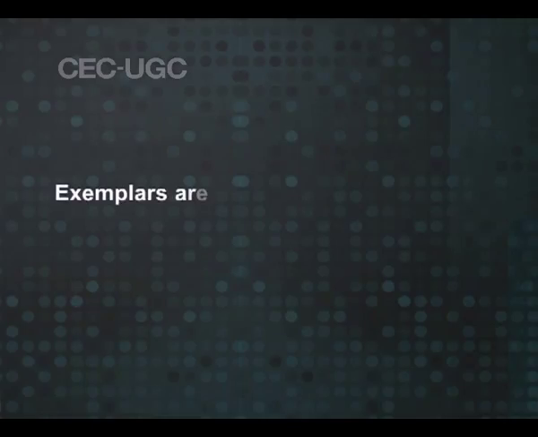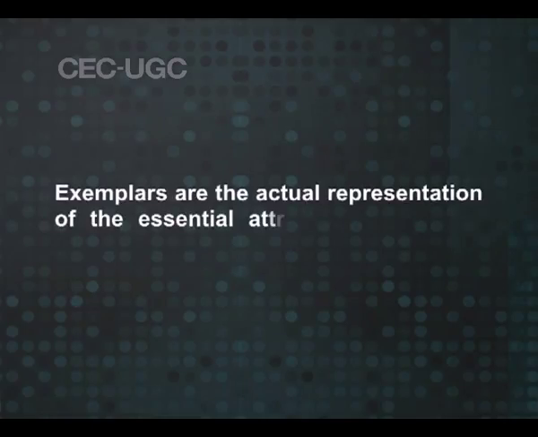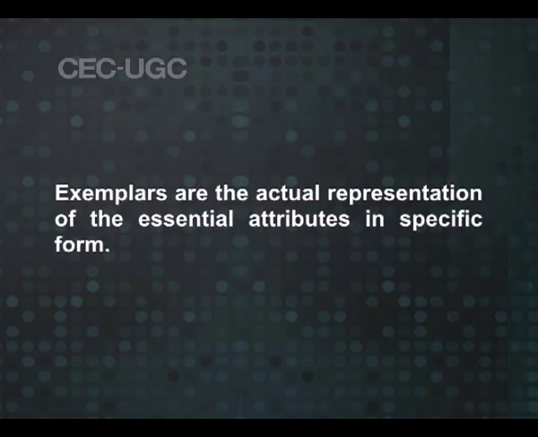Non-essential attributes. These are the features or characteristics which give value to a concept. The non-essential attributes may not be needed to define the concept, but without them, the nature of the concept in detail cannot be studied. For example, color, size, shape belong to this classification. Exemplars are the actual representation of the essential attributes in specific form.